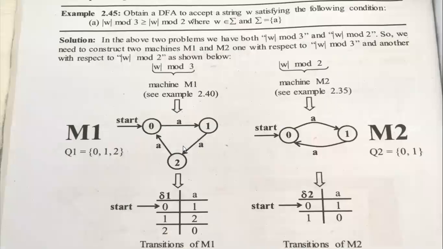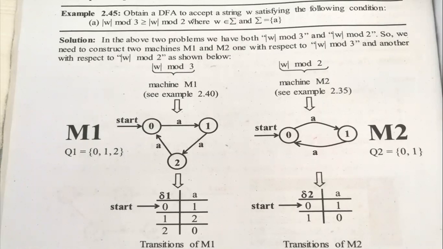So here we got the first question. Obtain a DFA to accept a string W, where W is a string satisfying the following condition: the remainder when the length of W is divided by 3 should be greater than or equal to the remainder when the length of W is divided by 2. Here we have one alphabet pattern. You can observe sigma is equal to A.